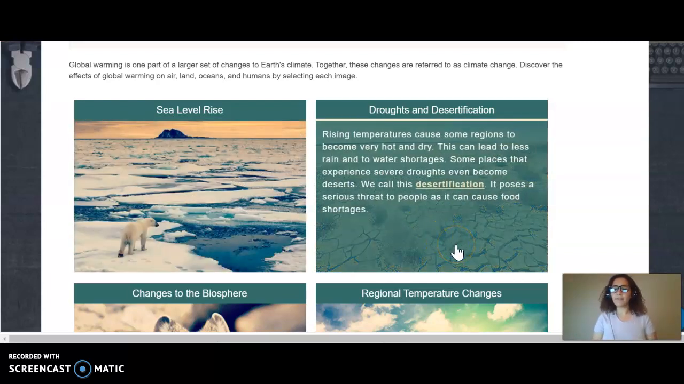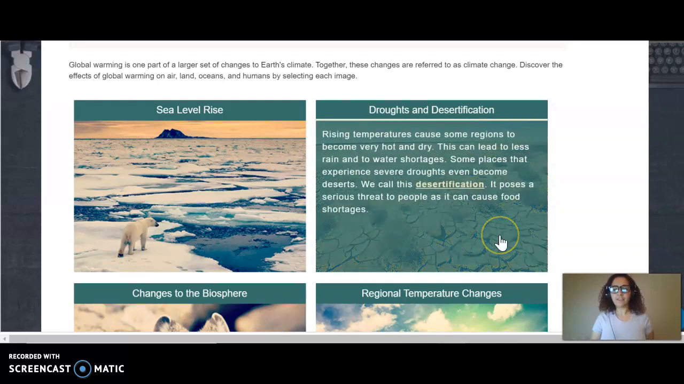So we can also have something called droughts and desertification. These rising temperatures can cause more regions to become dry regions that maybe weren't there in the first place. And this can lead to less rain and to water shortages in these dry areas.